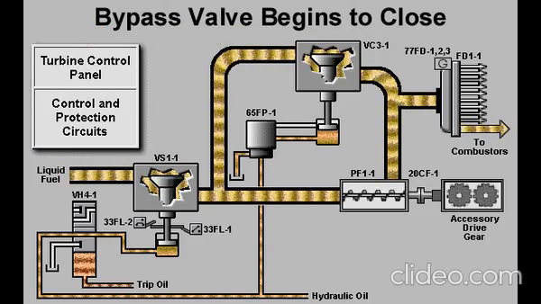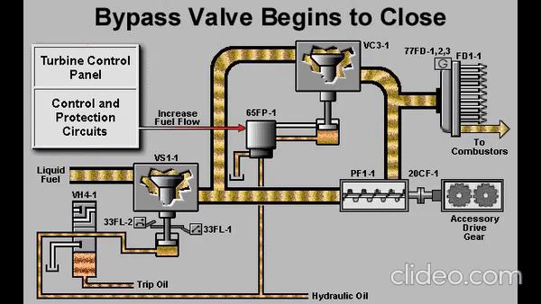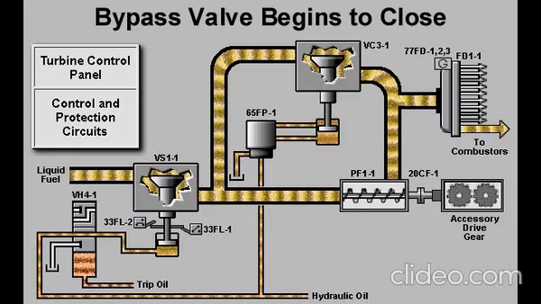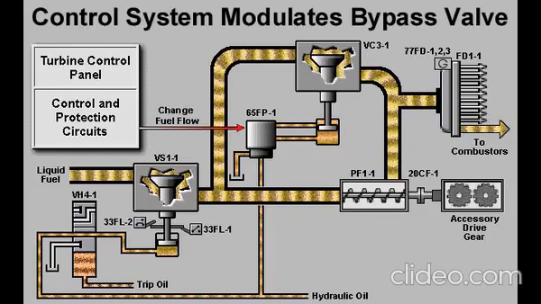The control system compares the called-for fuel flow to the actual rate of flow sensed by the magnetic speed pickups. When the demand for fuel increases, the control system begins to close the bypass valve. As the bypass valve closes, more fuel is forced to the flow divider. From ignition to full load, the control system modulates the bypass valve in response to feedback from the magnetic speed pickups and the fuel demand.